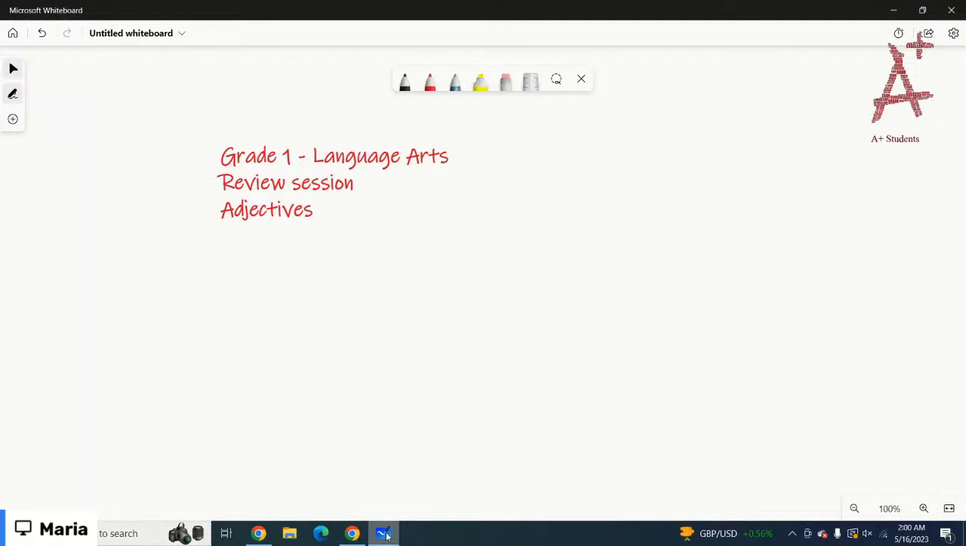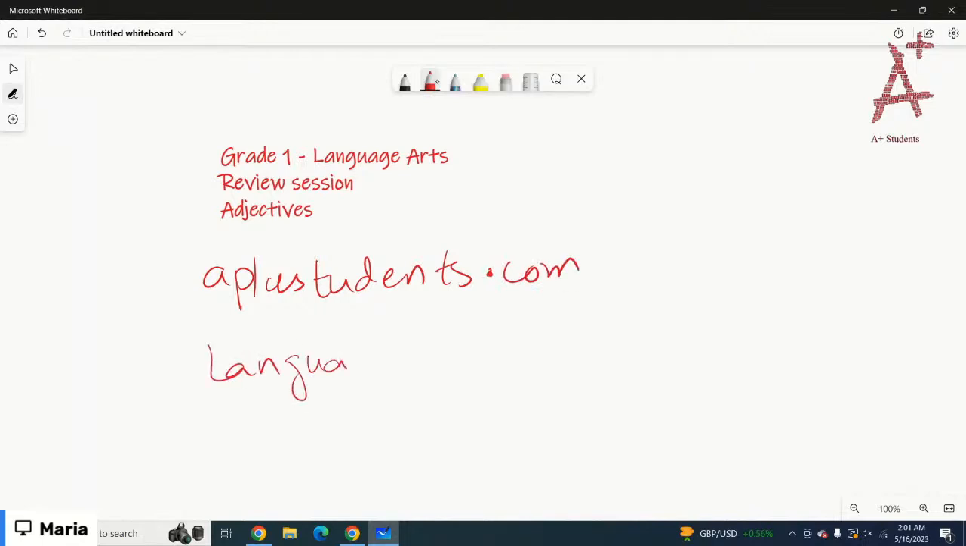You can find all the lessons on aplusstudents.com. You have to log in there using your email address, and the password is provided by the administrator. Then you have to select language arts from the subject tab. Scroll to grade 1 and then click on view all lessons. So there you can find the list of the chapters.